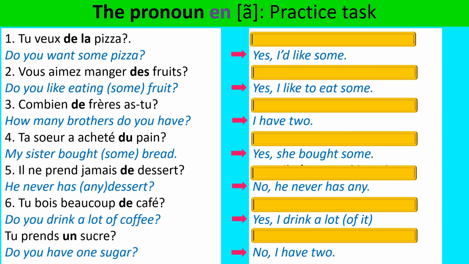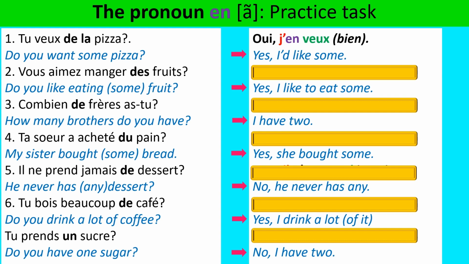Numéro 1. Tu veux de la pizza? We've got de la, the partitive article, that means some. In our French response, we're going to have oui, j'en veux. Yes, I'd like some, with en before the verb. I put this little word bien in brackets because although oui, j'en veux is perfectly correct grammatically, oui, j'en veux bien sounds a lot more natural. So it's something to bear in mind.